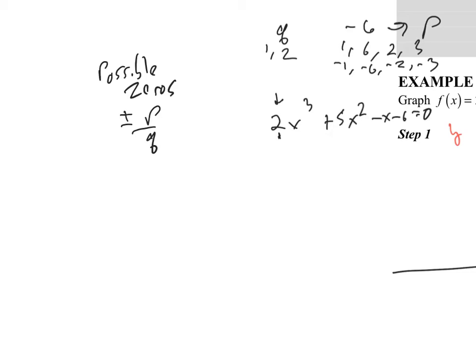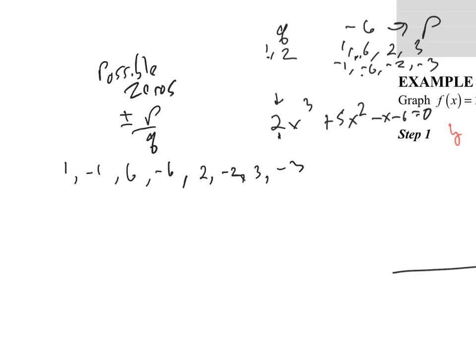So if I start listing them, I got a 1 over a 1. That's a 1. I got a negative 1 over the 1. That's a negative 1. I have a 6 over a 1. That's a 6. I have a negative 6 over the 1. That's a negative 6. I have a 2 over the 1. That's a 2. Negative 2 over 1 is a negative 2. I have a 3 over 1. That's a 3. I have a negative 3 over 1. It's a negative 3.